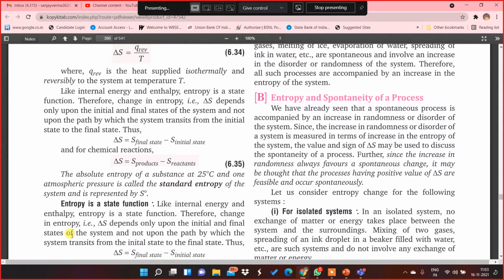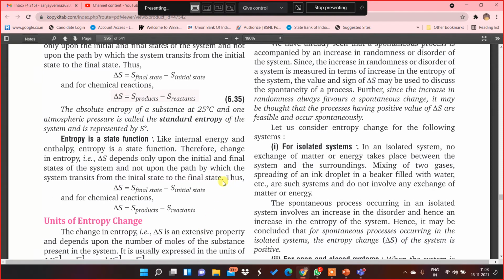Therefore, change in entropy delta S depends only upon the initial and final states of the system and not upon the path by which the system transits from the initial to the final state. Thus, we can say delta S is equal to S final minus S initial, or for a chemical reaction, delta S is equal to S products minus S reactants. So here, what is to be remembered? Entropy is a state function. It does not depend on the path through which the change is happening.